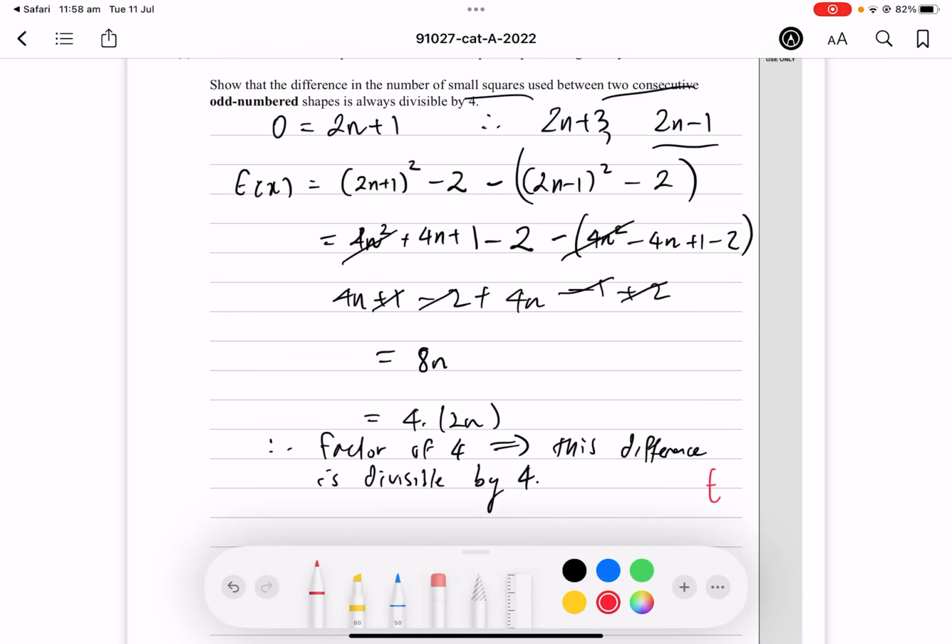To get a merit, if you can correctly simplify to an expression without any brackets, that will be a merit. So if you can get up to 8n without any explanation, that is a merit. If you can get an achieved, if you can form a correct expression for the difference between successive odd number shapes. So if you can form this expression here, that is an achieved level grade.